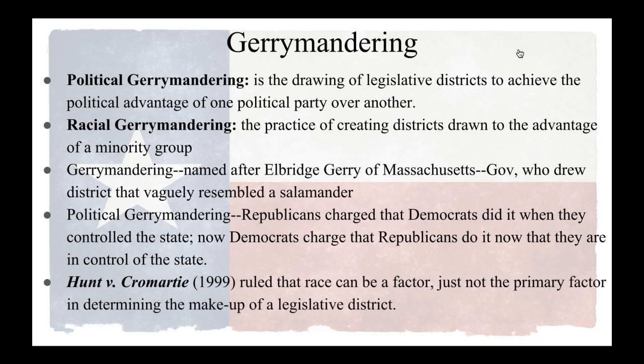But in 1999, there's going to be a Supreme Court decision known as Hunt versus Cromartie. In 1999, the Supreme Court rules that the race of a group can be a factor of drawing political districts, but it cannot be the primary factor in determining the makeup of a legislative district. And so there is going to be significant political gerrymandering that occurs, and there is going to be some significant racial gerrymandering that occurs, which has been validated by the Supreme Court in that 1999 ruling.